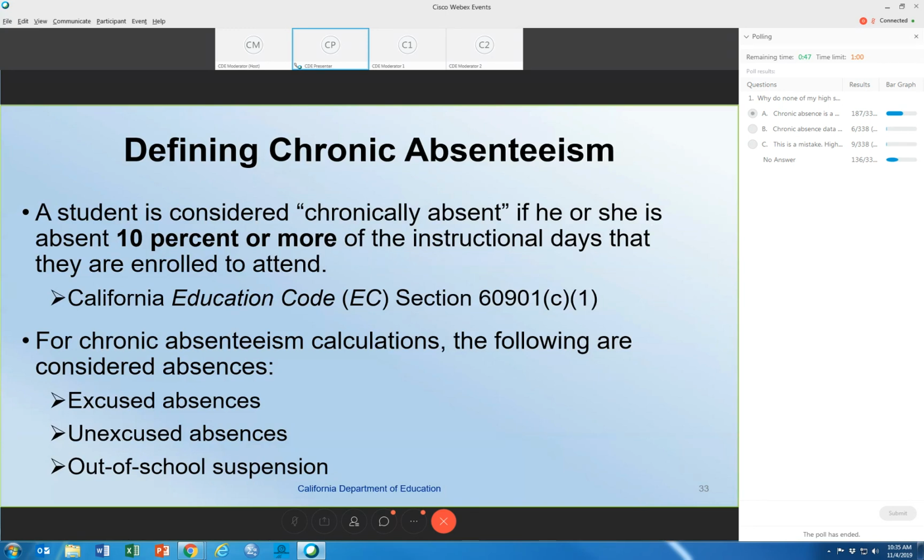So if you are part of a high school and you want to jump off, then we will see you next week. But to continue with chronic absenteeism, first we're going to define it. Chronic absenteeism, according to Ed Code, is a student who is chronically absent if they miss 10% or more of instructional days. This doesn't include weekends, holidays, or days that the school is otherwise closed. But it does mean that we are including any type of absence that includes excused, unexcused, and out-of-school suspension.